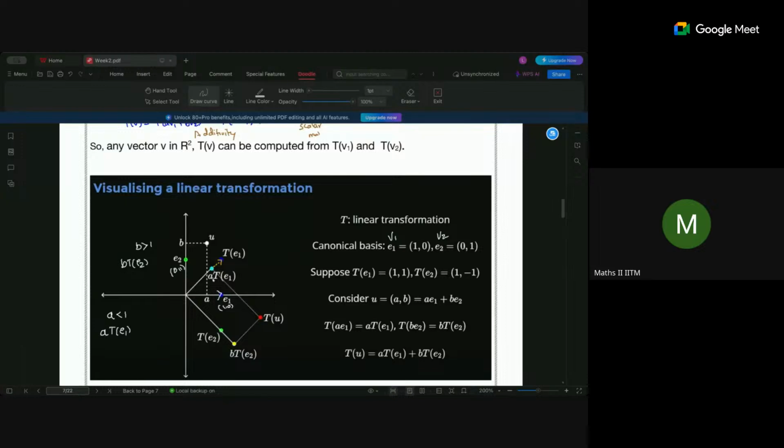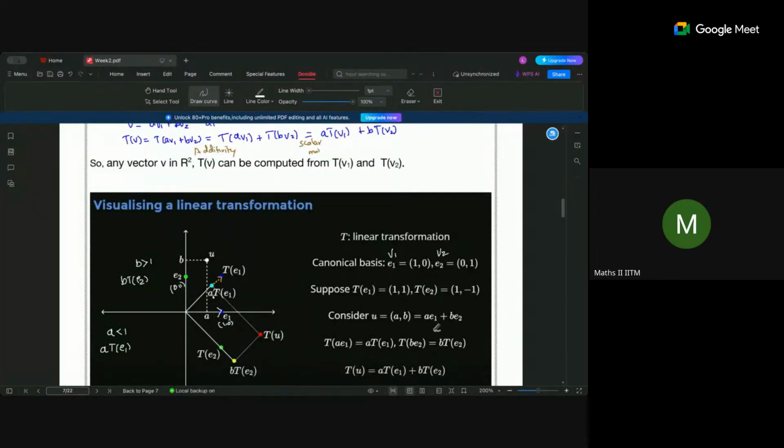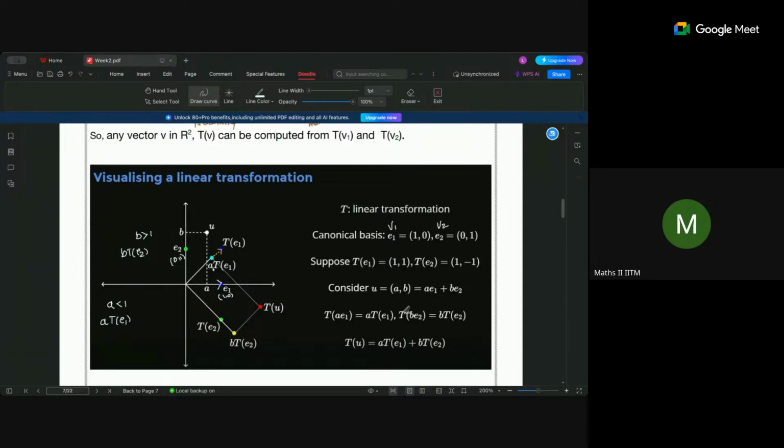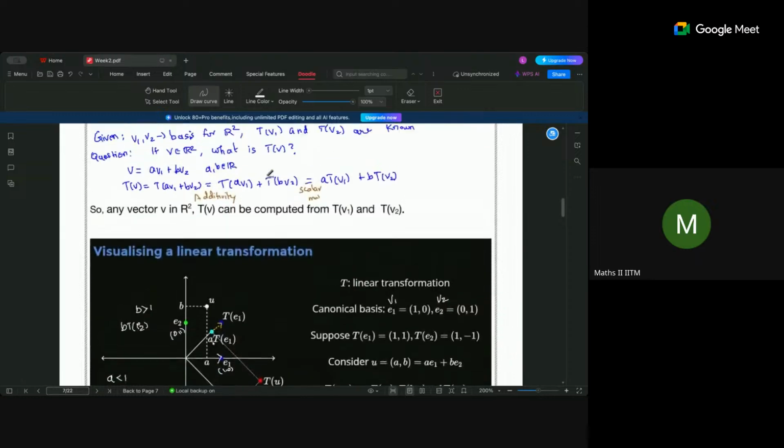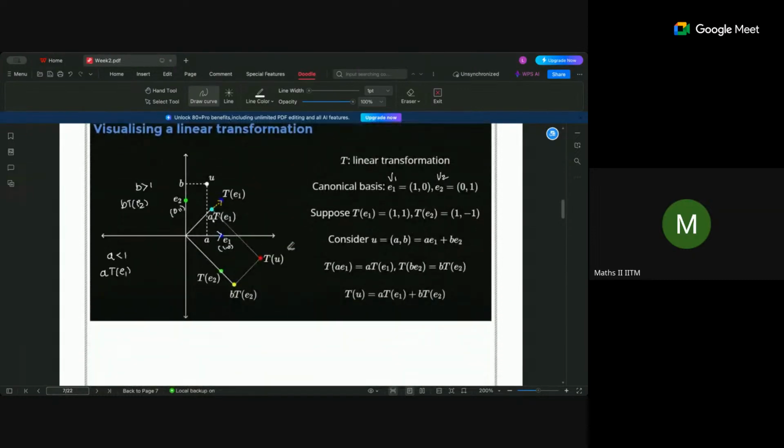Next, you need to find T of U. If you remember, U is nothing but AE1 plus BE2, that is AV1 plus BV2. Here this is your ATE1 and this is your BTE2. When you complete the parallelogram, this is the diagonal. So this is your T of U. This is just the visualization of whatever we have done here. Is that clear for everyone? The visualization part? Yeah. Okay.